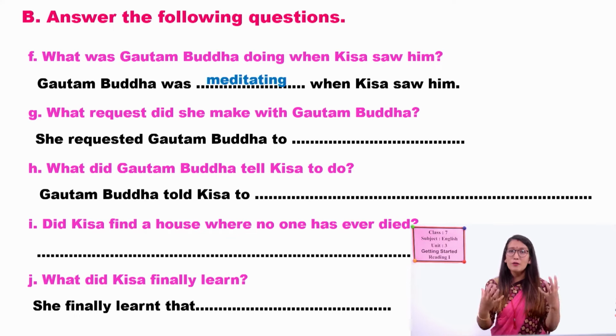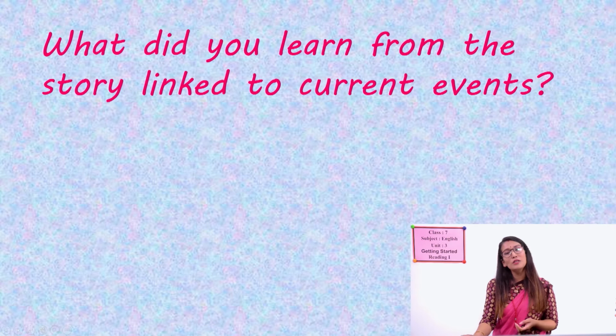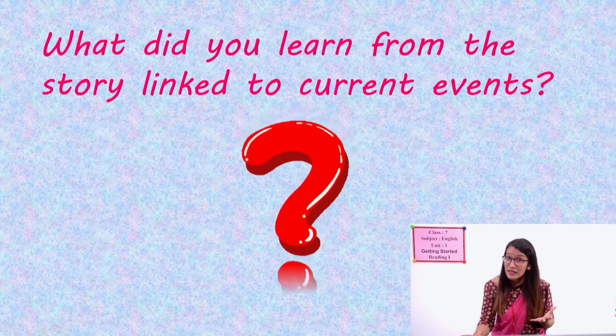We all have different ways of taking the text. Yes? You can summarize it. You can write different answers. She finally learned that we need to accept the truth. That is also correct. Yes? There are different ways. Okay? Now, let's look here. What did you learn from the story linked to current events?